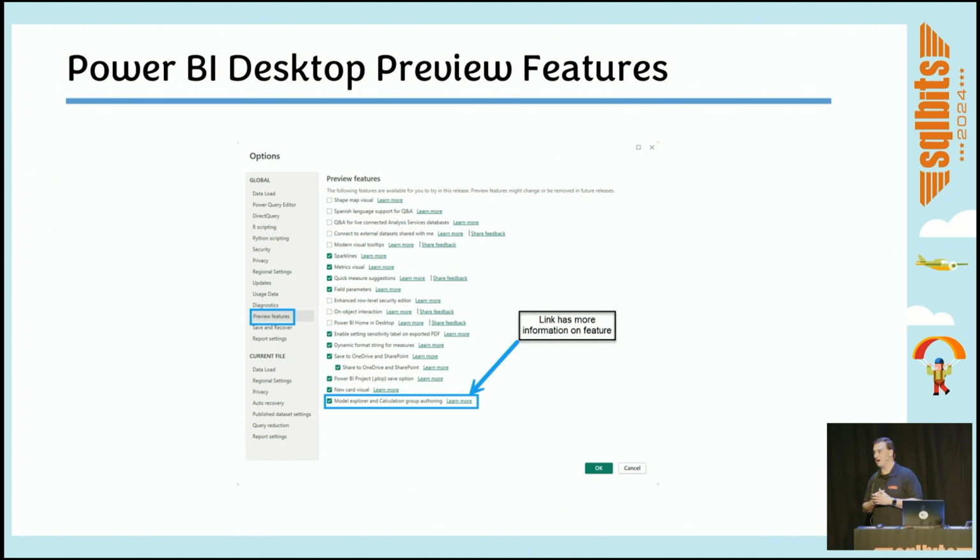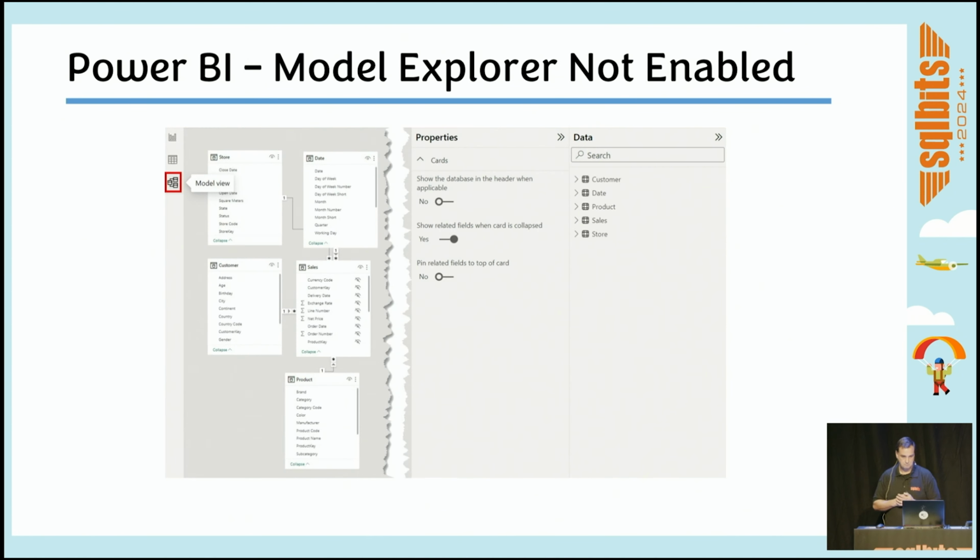And like I point out, there is a little link that if you're like, okay, I need to read some more about this feature, you can click there. Again, in a month or two, if you're watching online, this may be part of general availability and you don't have to do this step. So once you do that, not only are you getting calculation groups as an option, but you're also getting the Model Explorer in Power BI Desktop, something we kind of take advantage of if we're using a tool like Tabular Editor.